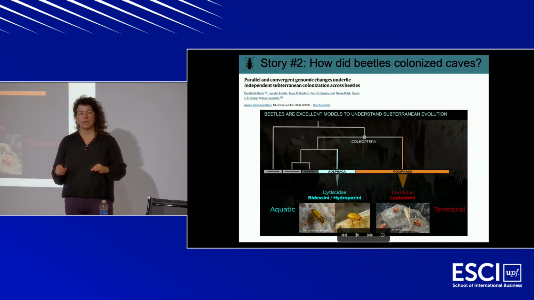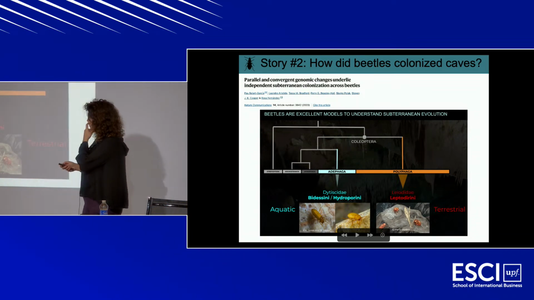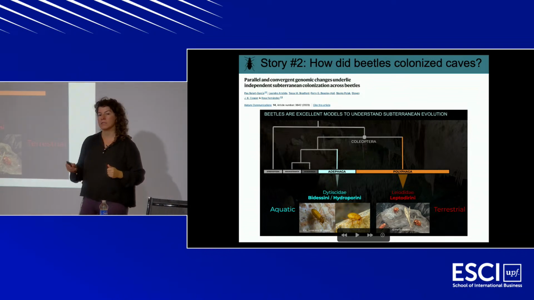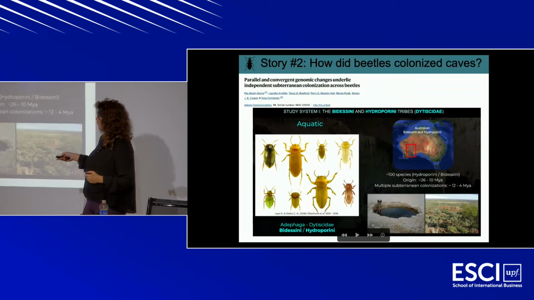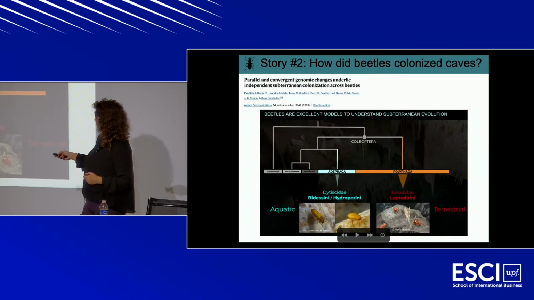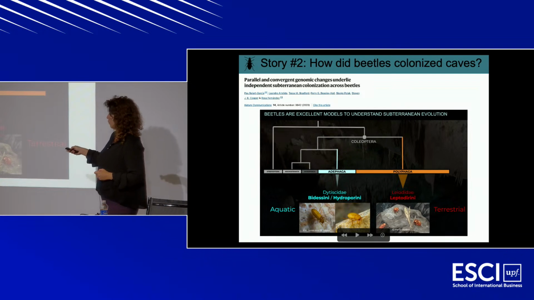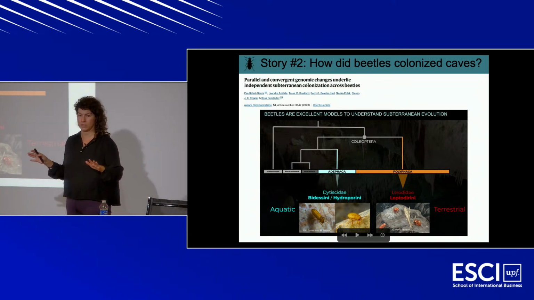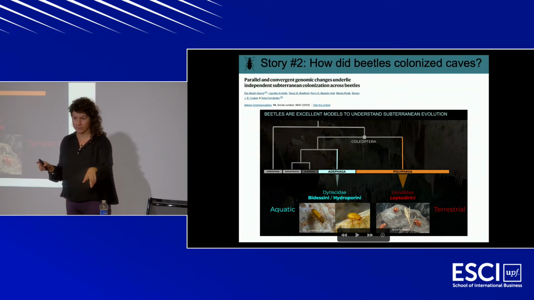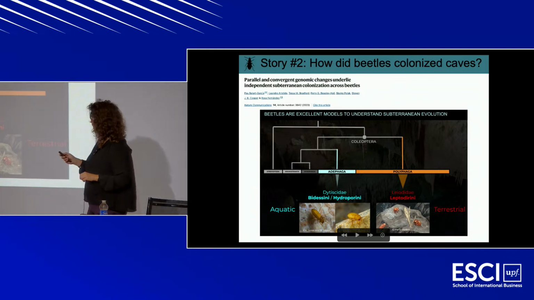And our study system, in this case, was beetles. And why beetles? Because beetles are indeed excellent models to understand subterranean evolution. If we represent the beetle tree of life with its main branches, beetles, by the way, are one of the most diverse lineages of animals on Earth. They have more than 400,000 species. So when you see a beetle, it's 1 out of 400,000 species alive.